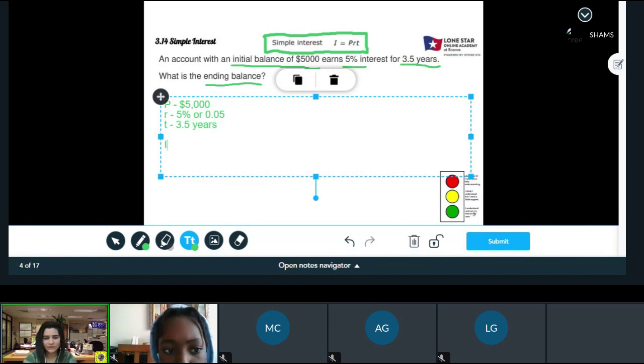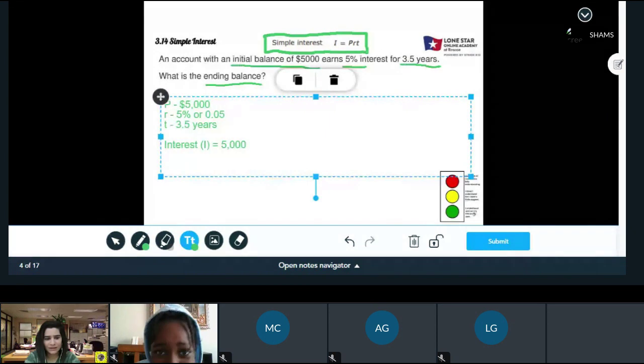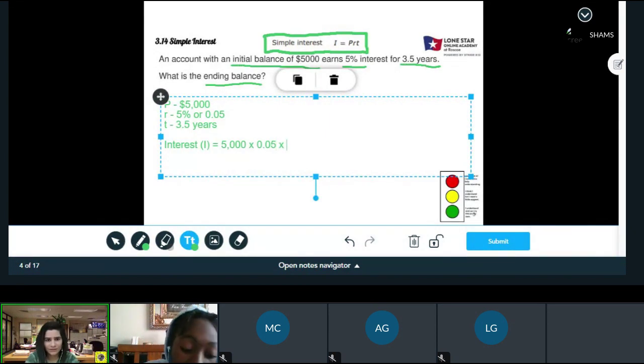To calculate interest, or as per the formula, I will multiply my 5,000 times 0.05 times 3.5, and that will give me the answer in dollars for the amount of interest.